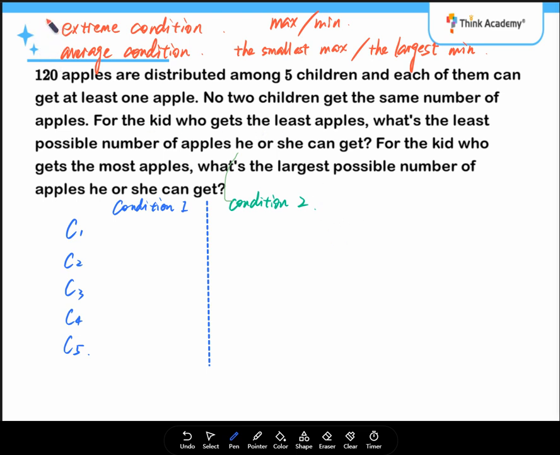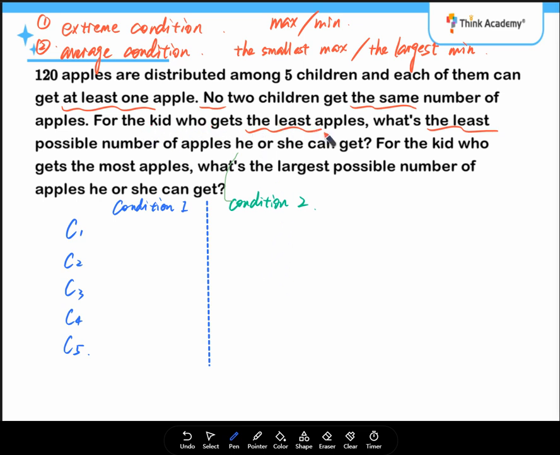Okay, so now let's take a look. We need to decide what kind of condition it is. Okay, so 120 apples are distributed among 5 children, and each of them can get at least 1 apple. Okay, that's quite an important limit. So no 2 children get the same number of apples. No the same, all right? So it means all different. So for the kid who gets the least apples, what's the least possible number of apples he or she can get? So tell me, is it the condition 1, extreme condition, or is this the second condition, which is average condition? Tell me 1 or 2.